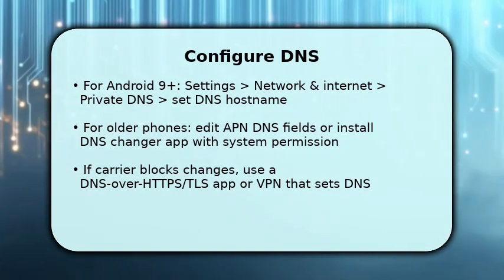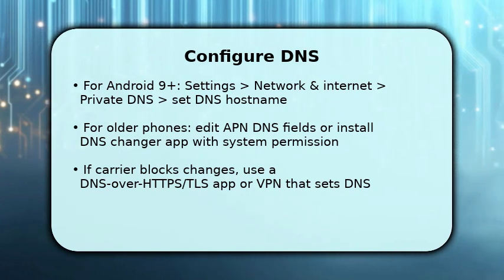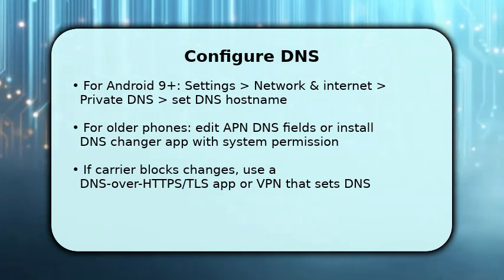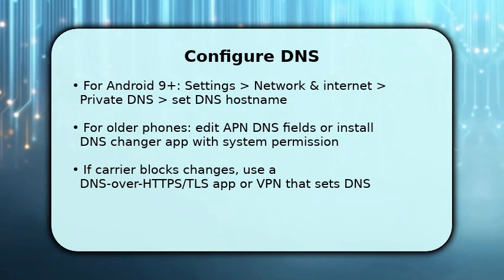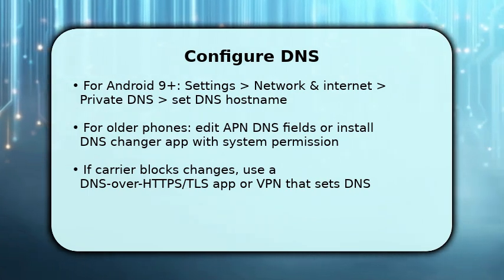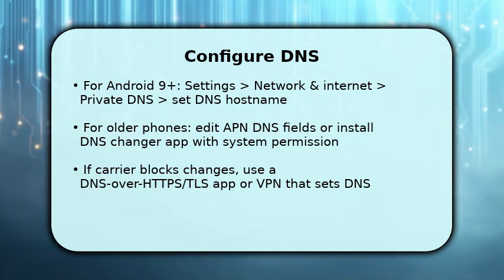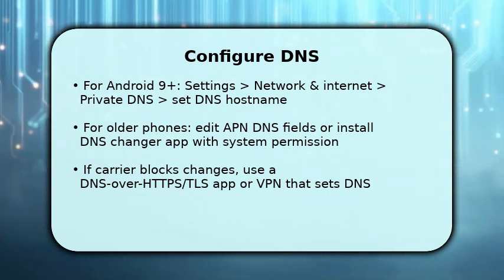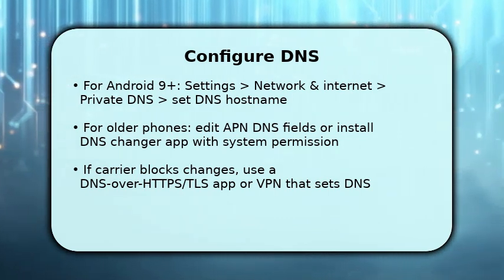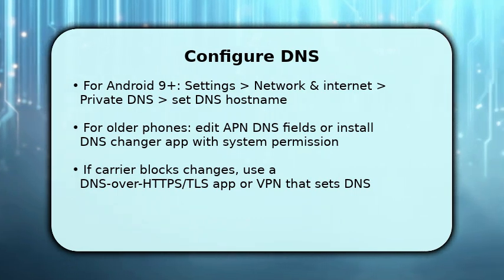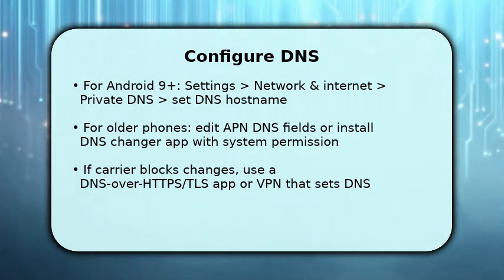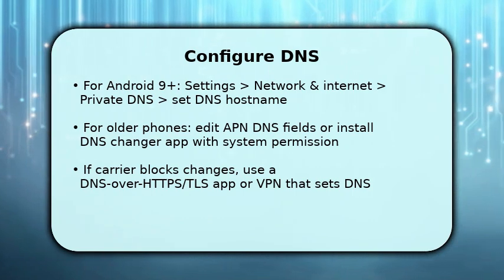On Android 9 or newer, tap Private DNS, choose Private DNS Provider Hostname, and paste the provider hostname like 1.1.1.1, Cloudflare DNS. Save and exit. If your phone is older, edit the APN. Open Mobile Network Access Point names, select your APN, then modify DNS1 and DNS2 fields to the IPs you prepared.